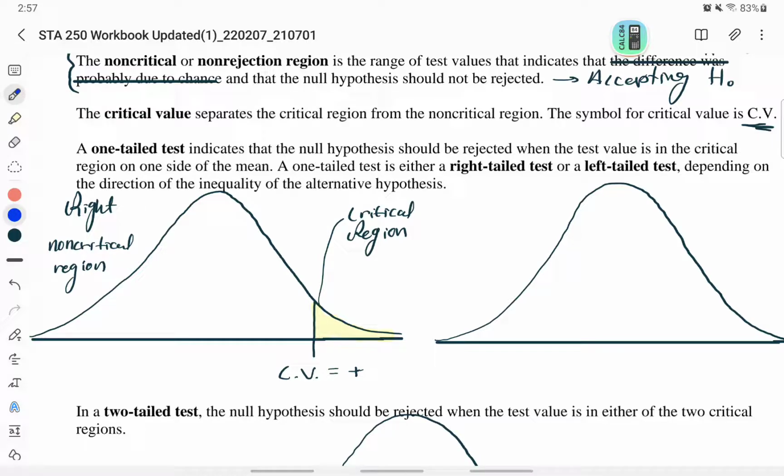Now, if your test value lands in the critical region, you reject the null hypothesis. If the test value does not land within the critical region, do not reject the null hypothesis. Remember, the null hypothesis is H0. And finally, the probability of this shaded part right here is alpha. The area is alpha.